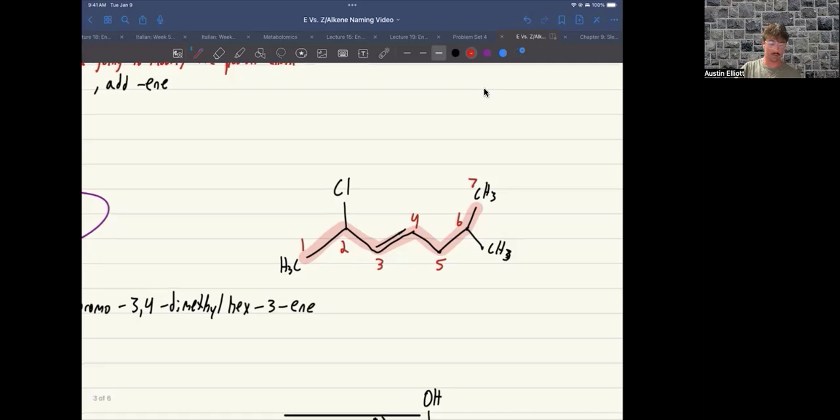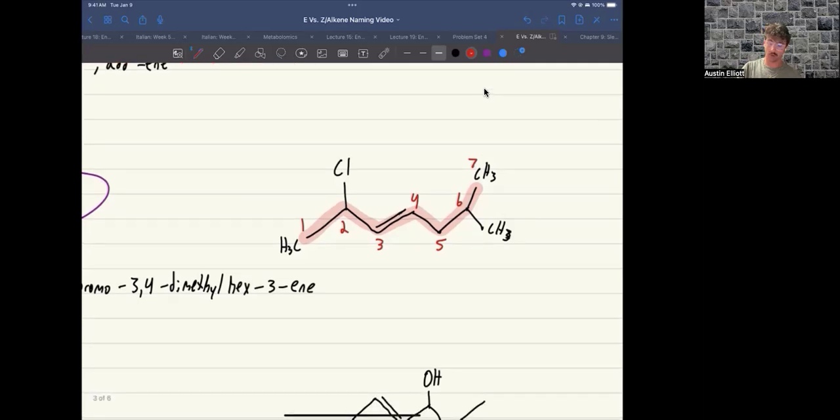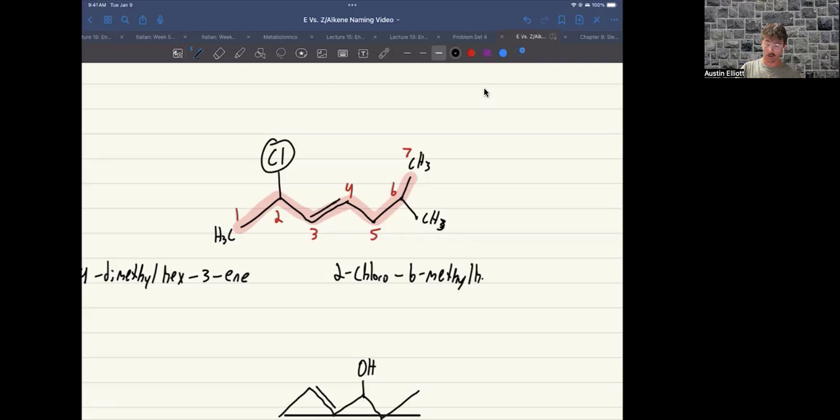So now we're going to start naming. So to start off, we have 2 fluoro for our chloro group right here. And then we have 6 methyl for our methyl branch. And then our parent chain is a 7 carbon chain. So it's going to be hept. And then drop that A, add the number. In this case, there's another 3, and then ene. And so like the last one, we have to check once again for E versus Z.